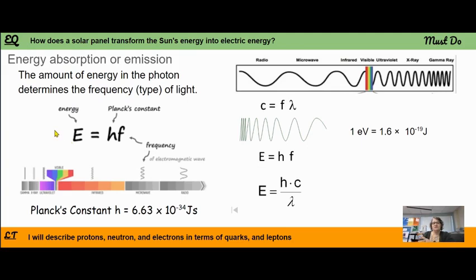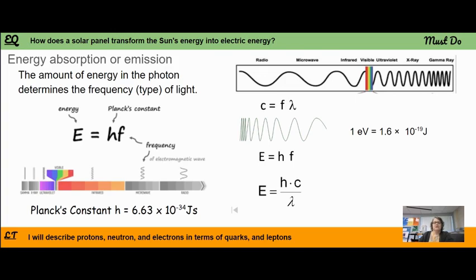This is basically Planck's equation. So we have energy, light energy, is equal to Planck's constant, which is just a number that Planck found, times the frequency of the light. Planck's constant is 6.63 times 10 to the negative 34 joule seconds. Okay. And then the frequency is in per seconds.